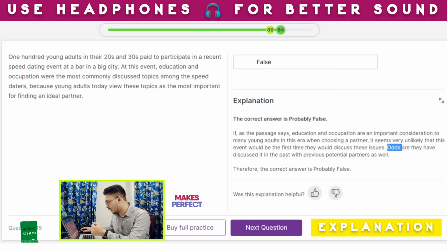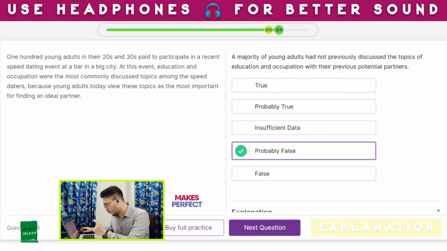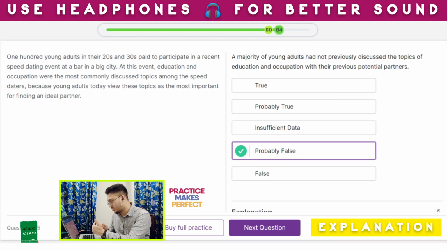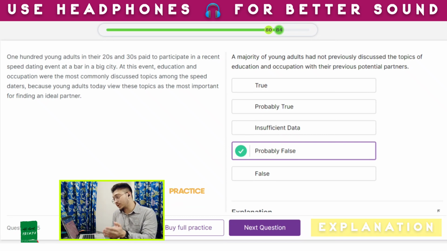Exactly. So if you see that the question says the majority of young adults had not previously discussed the topics of education and occupation with their previous potential partners. However, if you look into the facts, it's very unusual for young adults not to have discussed education and occupation with potential partners. It might be possible that they have talked about it previously but it has not been mentioned here. So that's where it can be false. It's probably false because we can't say conclusively whether they have done it or not. That's why it's probably false rather than false.